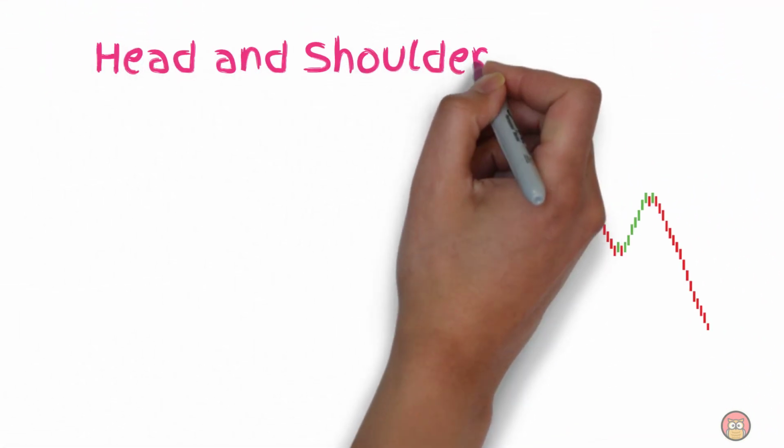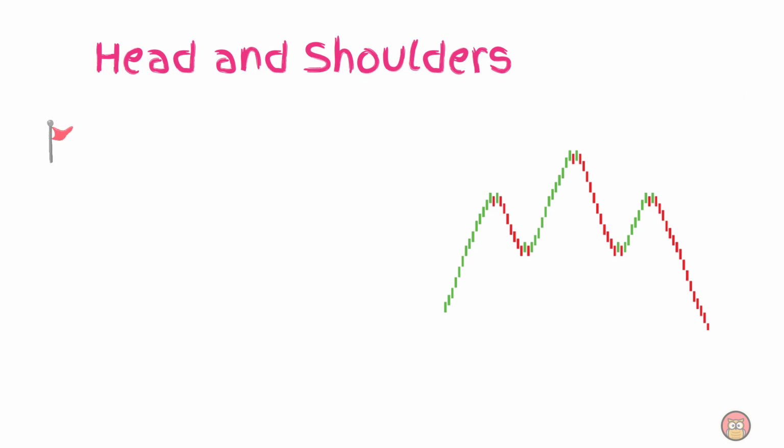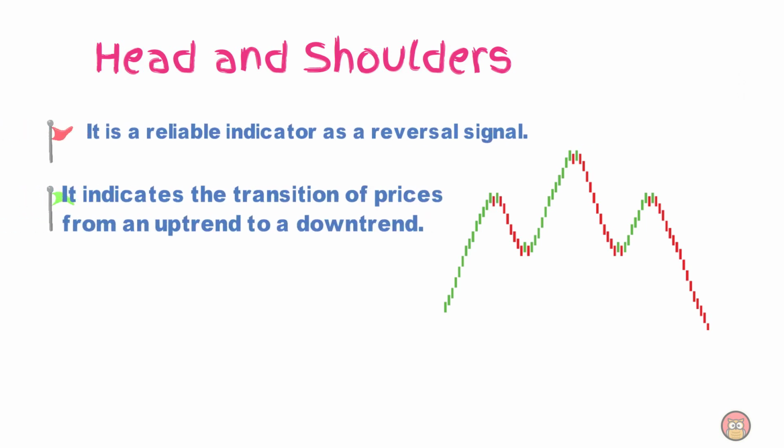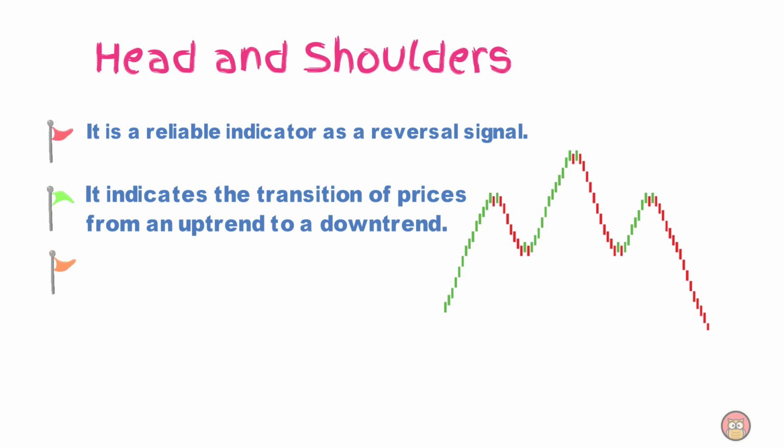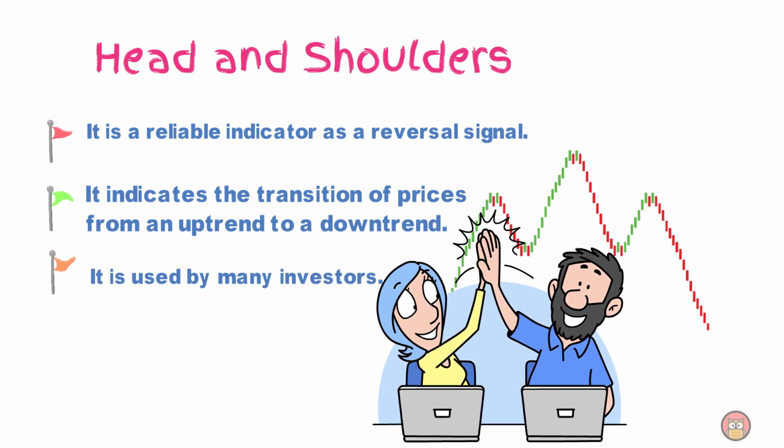First, let's talk about the head and shoulders pattern. This pattern shows that an uptrend is about to end and that prices are giving signals of reversing. This means that the prices, which were going up, are likely to stop rising and start going down. Let's break down how this pattern forms step by step.